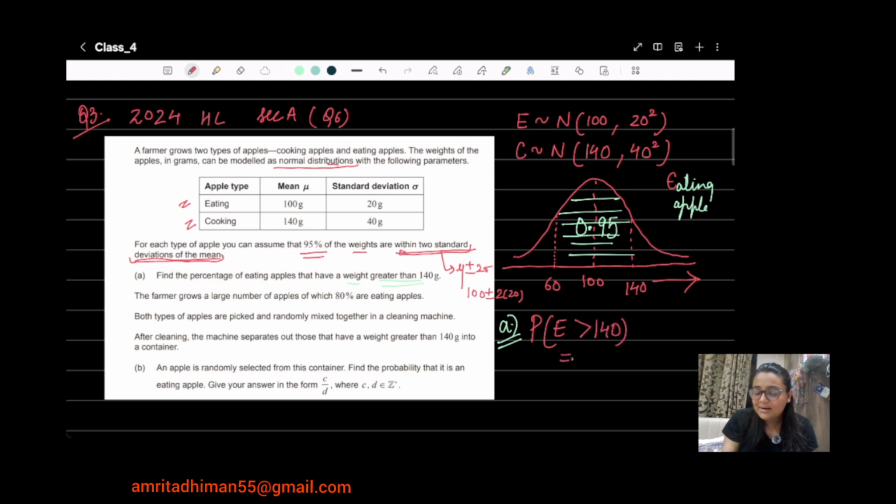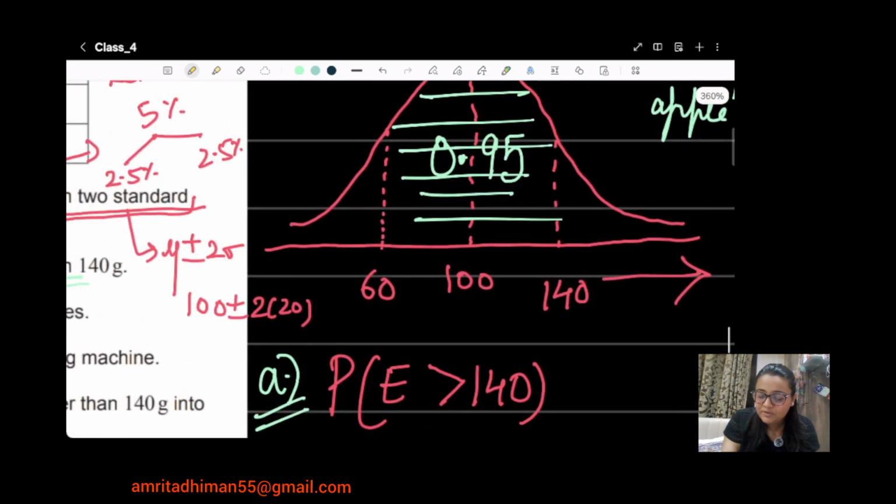So we know that if total is 100% and 95%, then remaining part is what? Remaining is 5%, right? So here the remaining one is 5%. So now, since normal distribution is symmetrical about the mean, I told you in the very first class, it will divide it into 2.5% and 2.5%. That means this part is 2.5% and this part is also 2.5%, right?